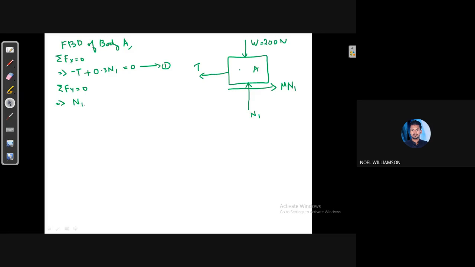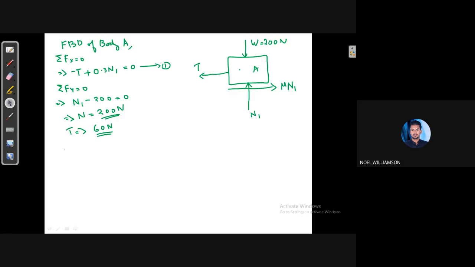Now sigma Fy equal to 0 implies എന്താണ്? n1 അല്ലേ, n1 minus weight 200 Newton equal to 0. From here you will get n1 equal to 200 Newton, and while substituting in equation number 1, we will get T equal to 60 Newton. Okay. Now, so from the free body diagram of A, it is given as T equal to 60 and N equal to 200 Newton. Now we can consider the free body diagram of B.